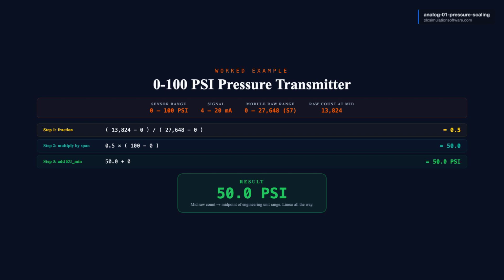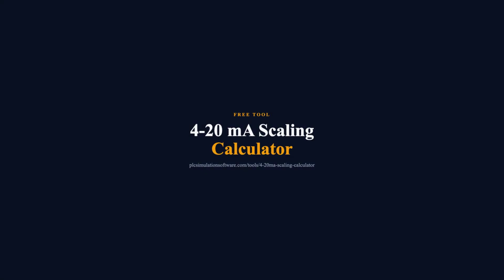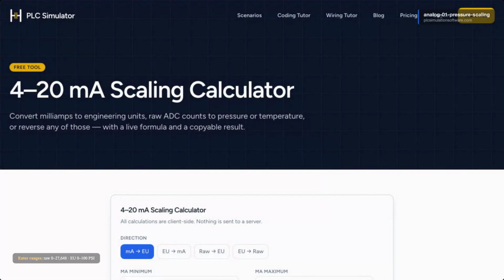Multiply by the span. 100 minus 0 is 100. 0.5 times 100 is 50. Add the minimum. 50 plus 0 is 50.0. The scaled value is 50 psi. That is the physical midpoint of the pressure range. The raw count at the module midpoint maps exactly to 50 psi. The formula tracks linearly all the way from 4 milliamps at 0 psi to 20 milliamps at 100 psi.